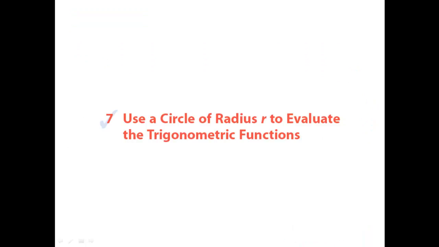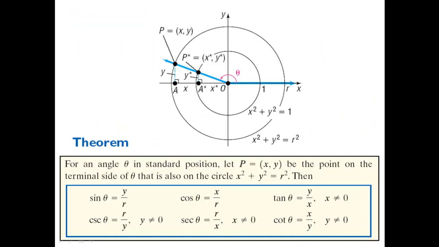And the last thing is to use a circle of radius r to evaluate the trig functions. So if we're not on a unit circle like we have been, then you can still do the trig functions with the ordered pairs, but you have to take the y value and divide it by the radius to get the sine. You have to take the x value and divide it by the radius of the circle to get the cosine, and tangent is still going to be y over x, so that isn't going to change. Cotangent is its reciprocal. That isn't going to change. Cosecant is the reciprocal of sine, so you'll have r over y instead of 1 over y, and secant is r over x because it's the reciprocal of cosine.